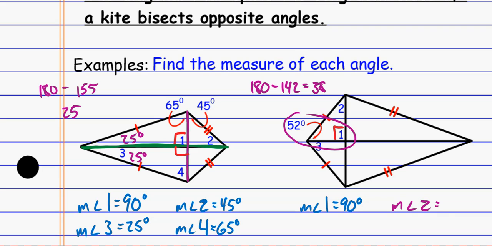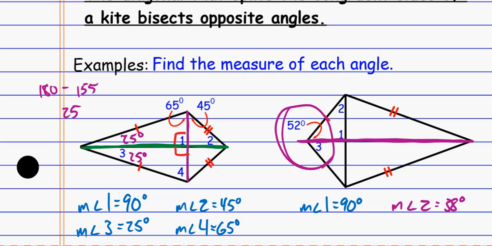And then angle 3. Once again, I have to identify the diagonals here. The diagonal that splits the congruent sides is this guy. So this is the diagonal that splits the congruent sides, which means it also bisects those angles. So right here, these two angles must be the same because that's the diagonal that bisects the angles over there. Okay, so angle 3 is also 52 degrees.